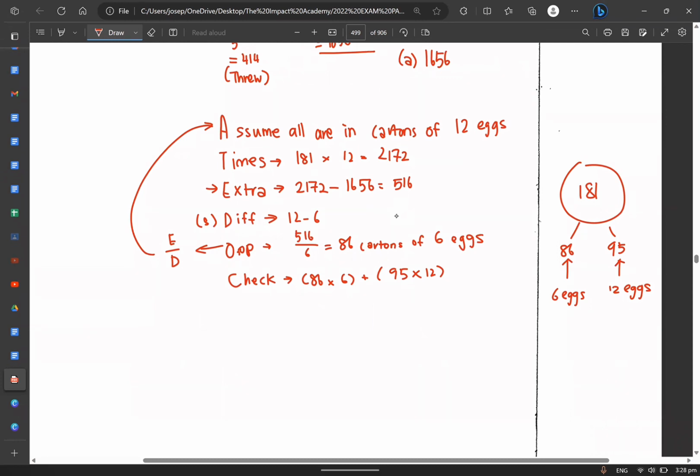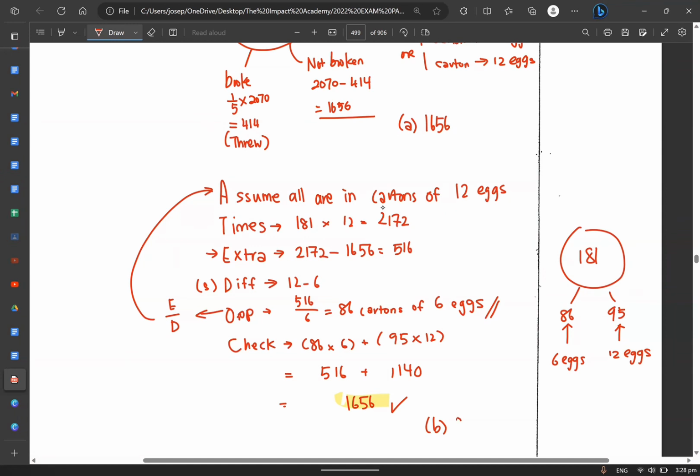If you don't get that, then you are wrong. And if you get that, then you are obviously correct. So when you add them up together, you get 1656. Therefore, this is checked. But please be very careful. Some students write this as the answer, but you know that's not the answer. The answer has to be the one over here, and therefore your answer for B has to be 86 cartons.